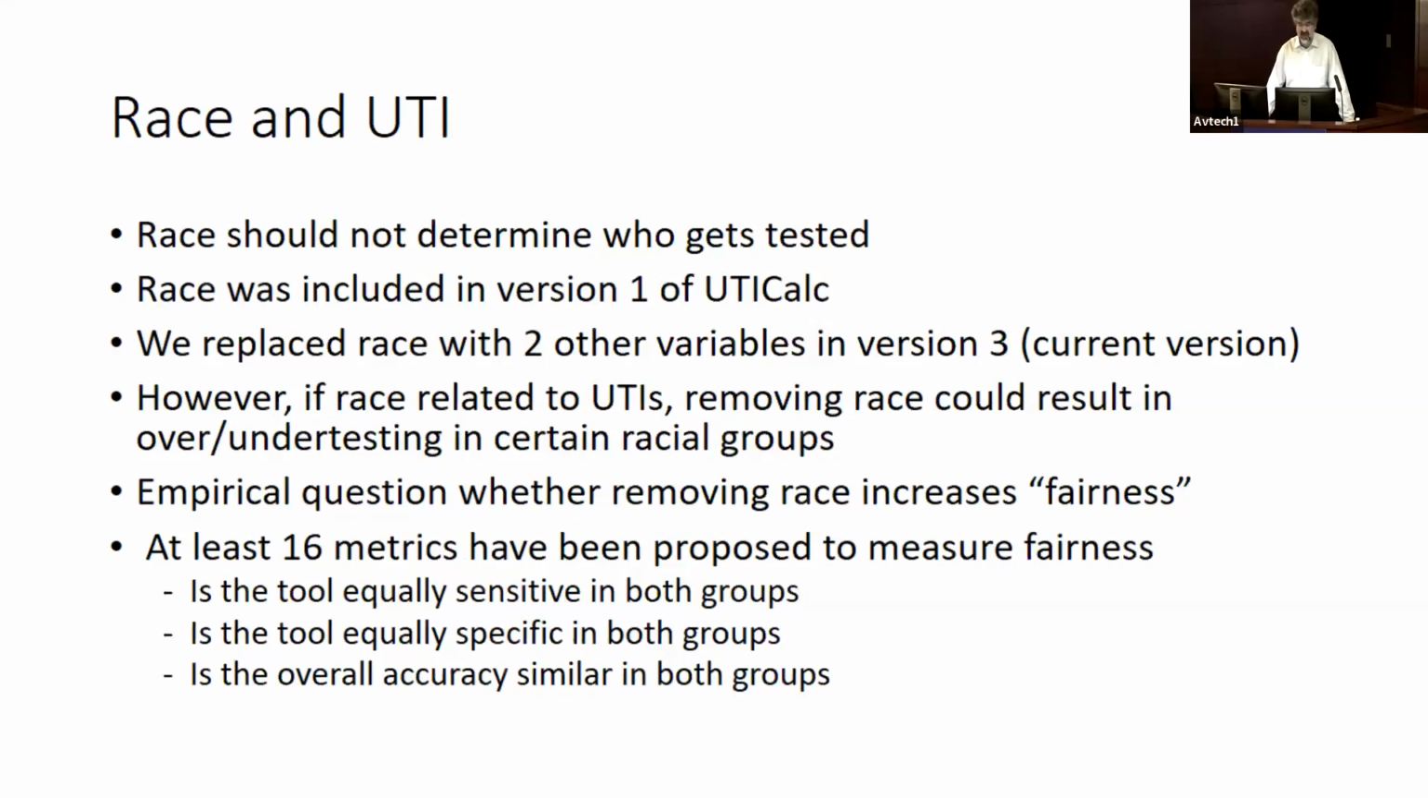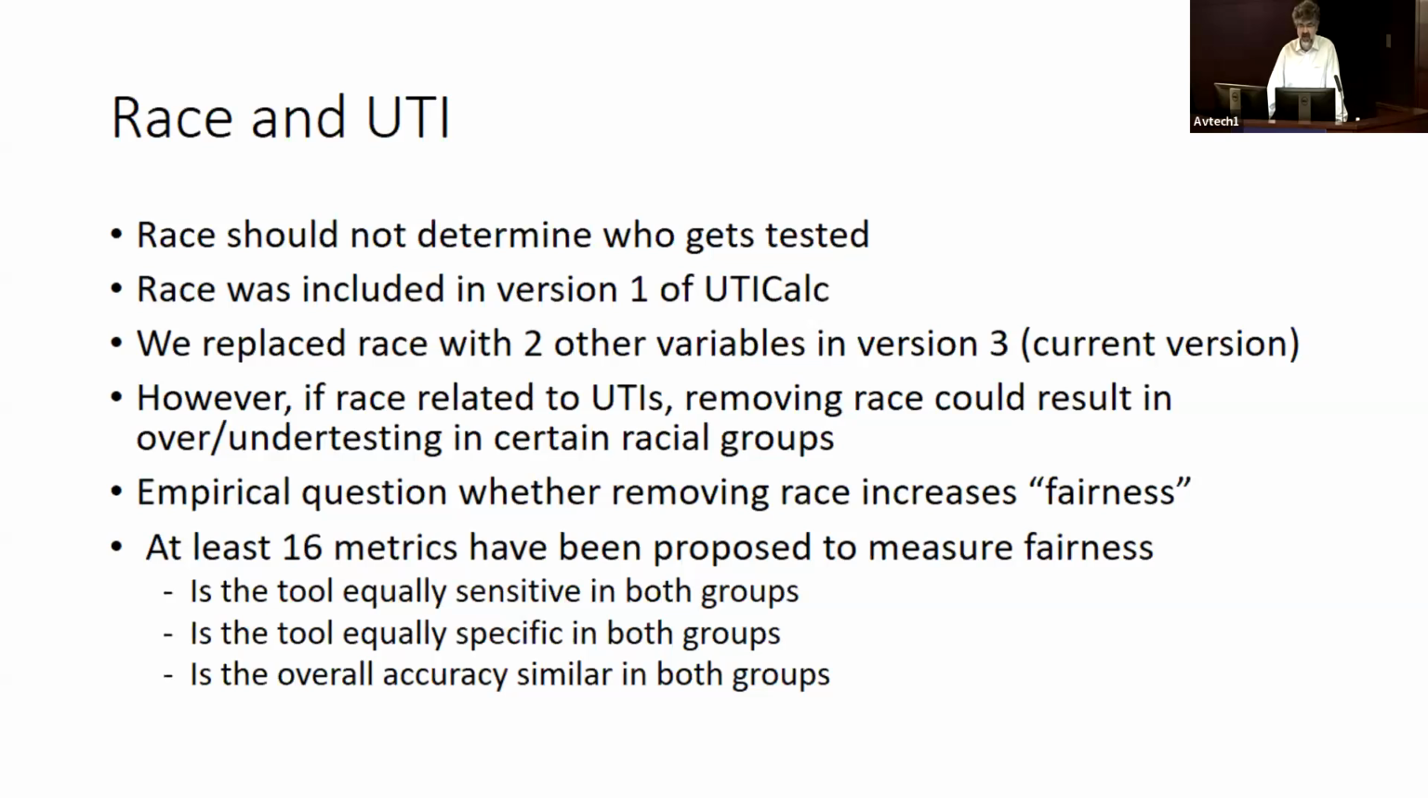Race and UTIs is a really complicated topic. We don't really have too much time to go into it in depth, but you shouldn't be using race to determine who gets what tests, because that's sort of like the definition of racism. We did include race in version 1 of the calculator, and then we got smarter and decided to replace it with 2 other variables. So we took race out and put these other 2 variables in, and we showed that the accuracy didn't decrease. But I was a little bothered by this, because I was wondering if we were making the tool look better or making it function better?